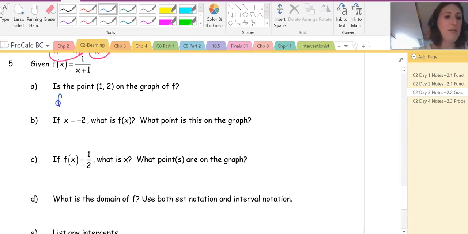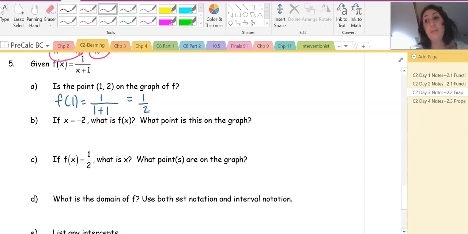All right, well, let's find out. I'm going to find f of 1, and I'm just plugging a 1 in for x, and I get a 1/2, and it's supposed to be a 2. This is very sad, so this is a no.